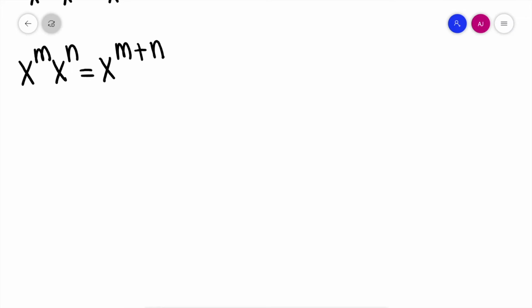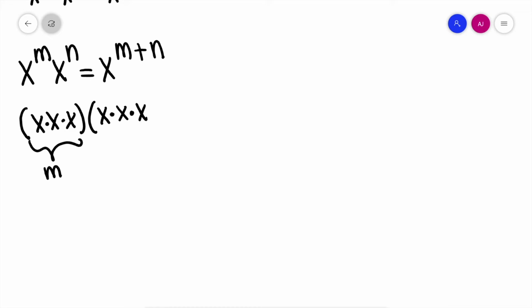And you can see where this is coming from if you have x multiplied together m times, right? Which is just x to the m, right? And then you have x multiplied n times, right? Then using the definition of an exponent, which is how many times I write down the base on my paper, you can see that you're actually just writing down, if you're writing down the left side of the equation here, x to the m plus n, right?